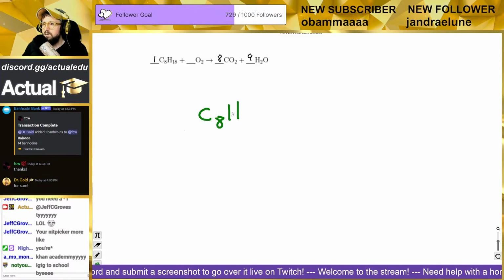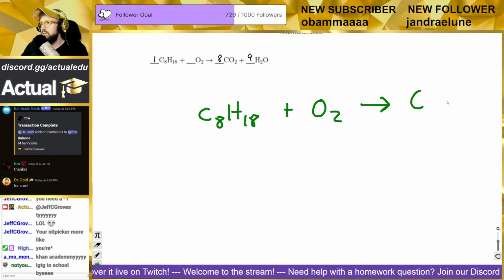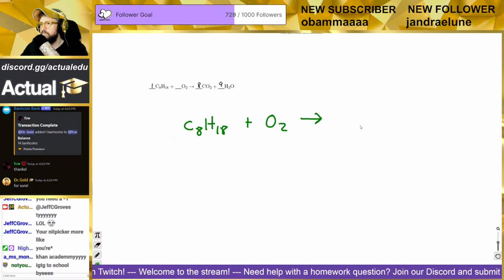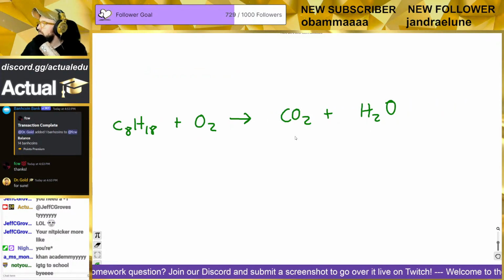C8H18 plus O2 goes to CO2 plus H2O. All right, this is a good one to try and balance. I like this one. This is the combustion of gasoline, which is actually cool. So this is the equation for how we burn stuff.